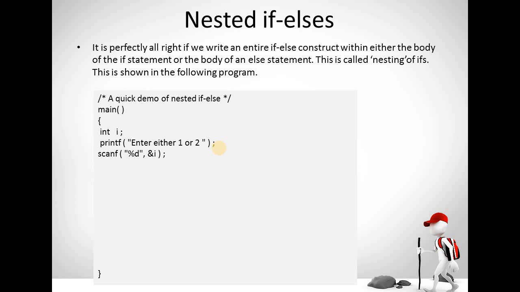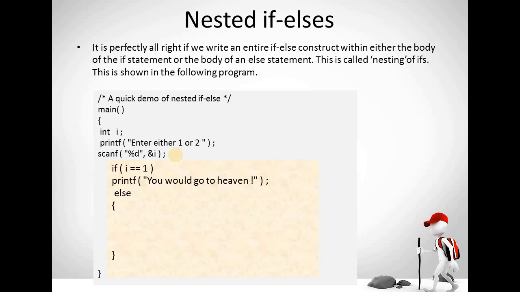Okay, so printf "enter either 1 or 2". The user enters a value, then in the scanf function, %d and the address of I. That means your value is going to be stored in variable I. After that, here comes your if-else statement. Now you can see that if you entered value 1, then what will happen? Just a common printf statement: you would go to heaven.